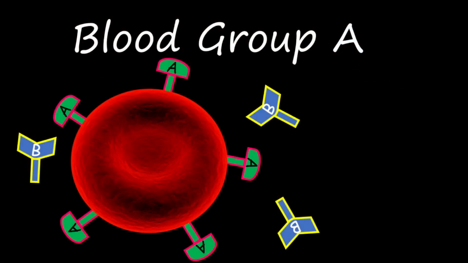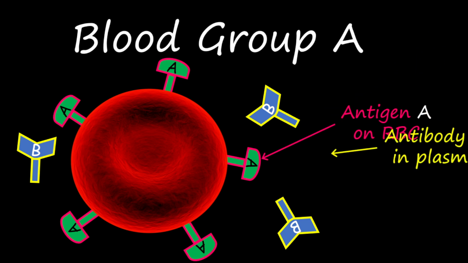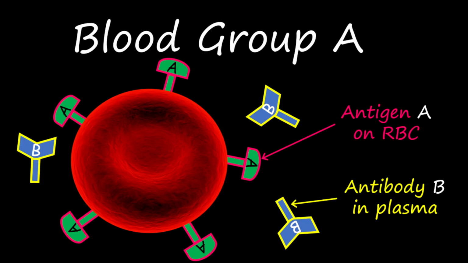Now for blood group A, on the red blood cells, we have antigen A. However, in the plasma, we have our antibody B. Now, antibodies attack and destroy antigens. But because of the difference in shapes between antigen A and antibody B, it has no effect on antigen A. And so therefore, they can coexist in the blood without any problems.